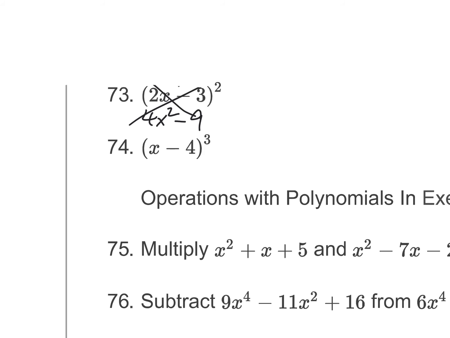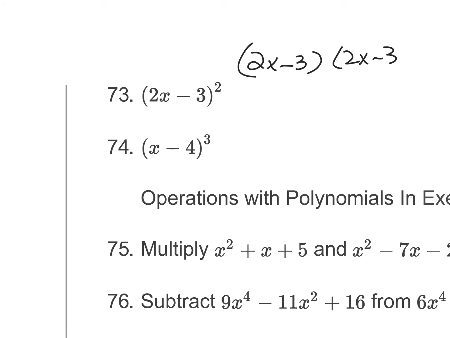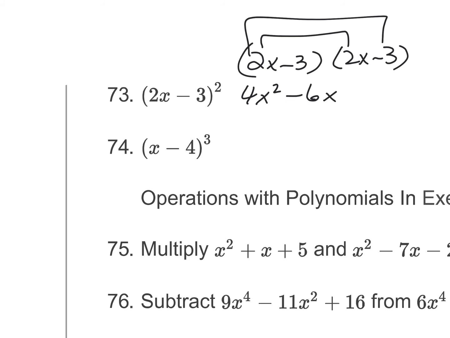So what you need to do, remember, when it's a binomial squared, I can't stress this enough, write it down 2 times and FOIL it or memorize the pattern. But it's a lot easier to write it twice and FOIL it, and you get this times this is 4x squared. This times this is negative 6x.